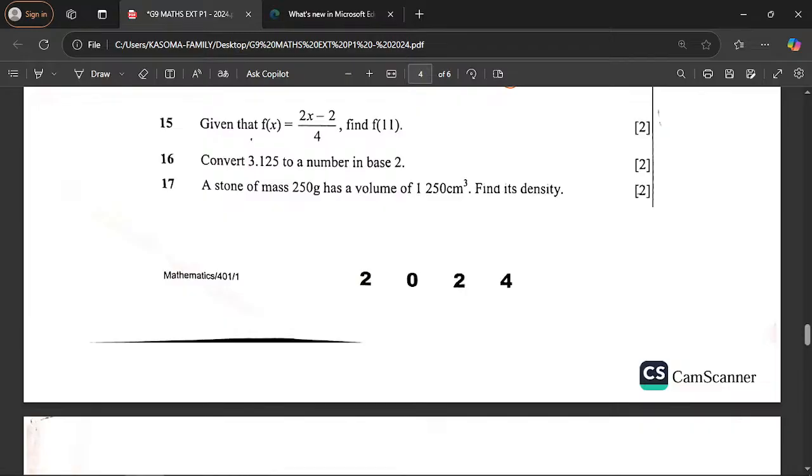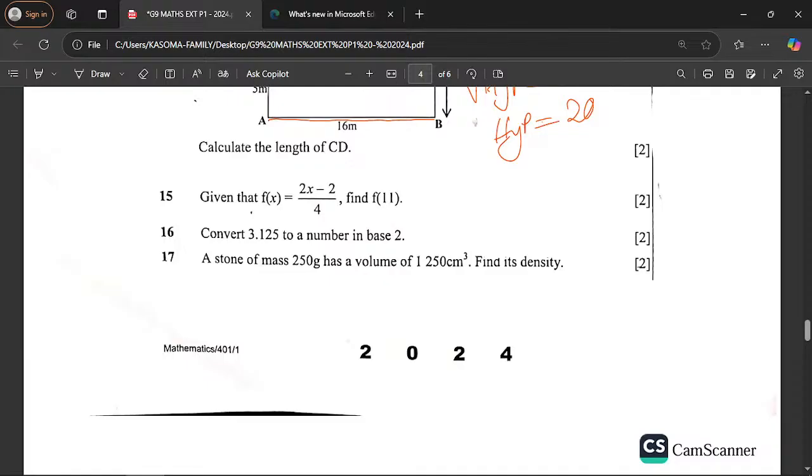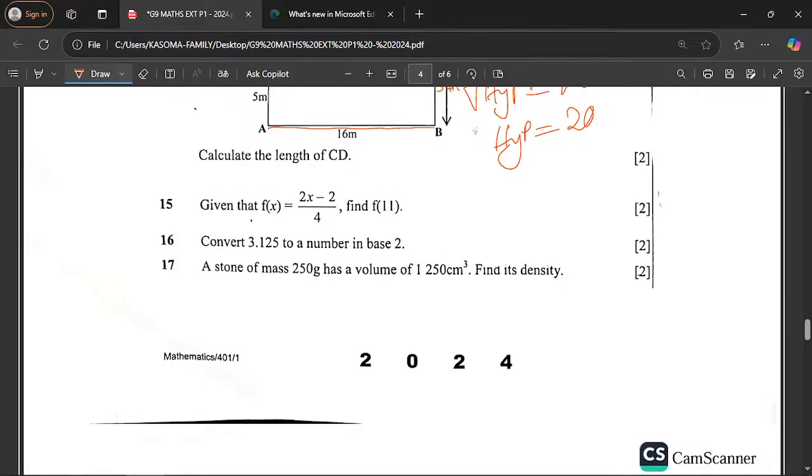Okay, we come to question 15, which is: given that f(x) is equal to (2x - 2)/4, find f(11). Okay, so to find this, I'm just going to write the formula out. We know that this is the formula we're going to be using. So I'm not going to copy the formula. Instead, I'll just place where there is x, I'll put 11.